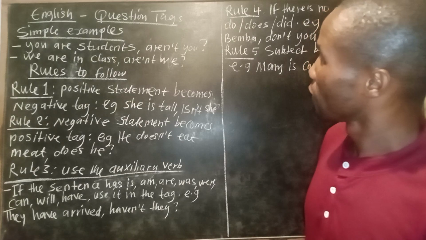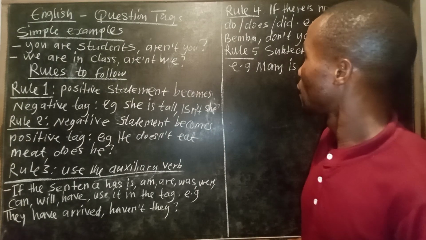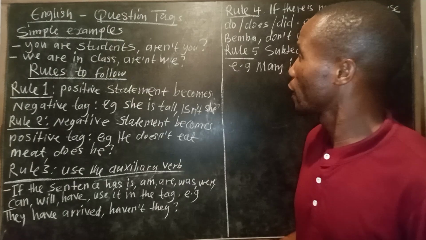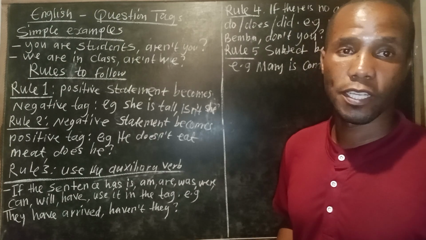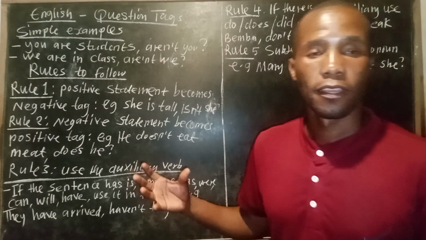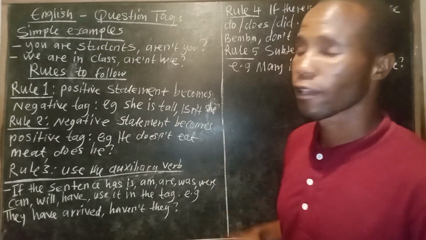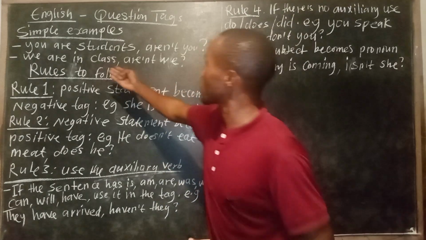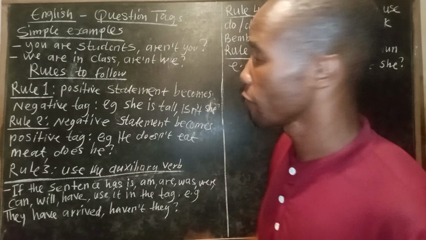Okay, so simple examples there. You are students, aren't you? We are in class, aren't we? So those are question tags. Now, what do you think each statement is having a question there? For example, we have this statement, you are students, then aren't you?